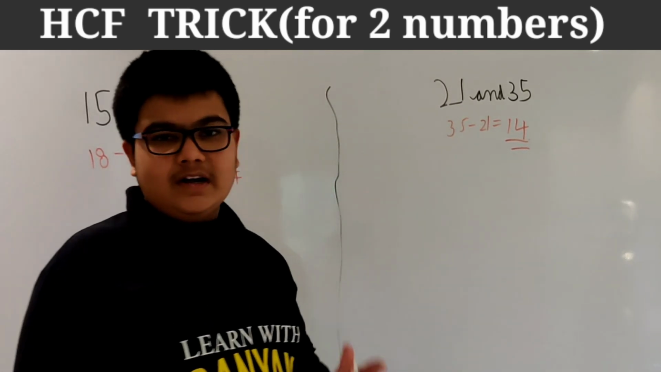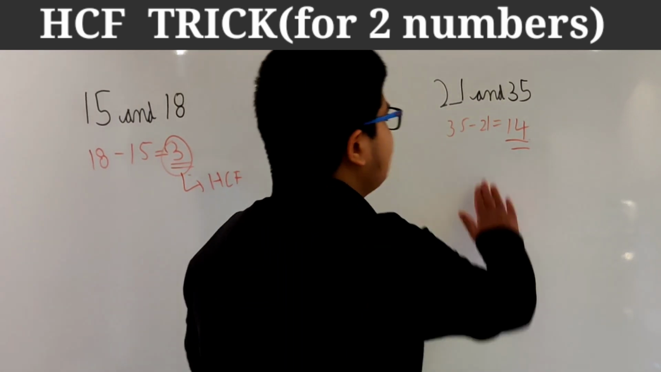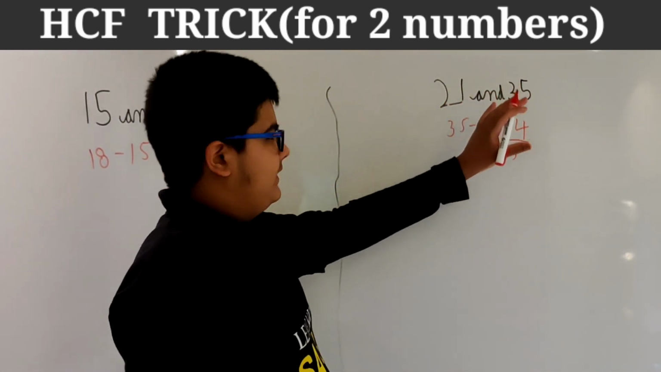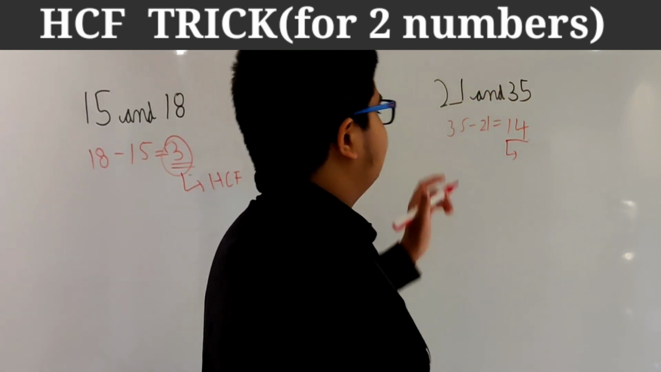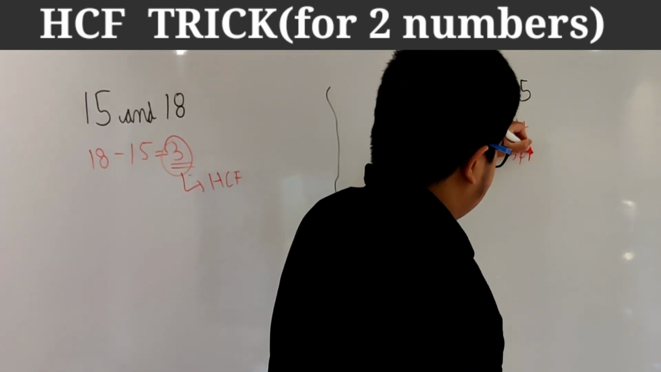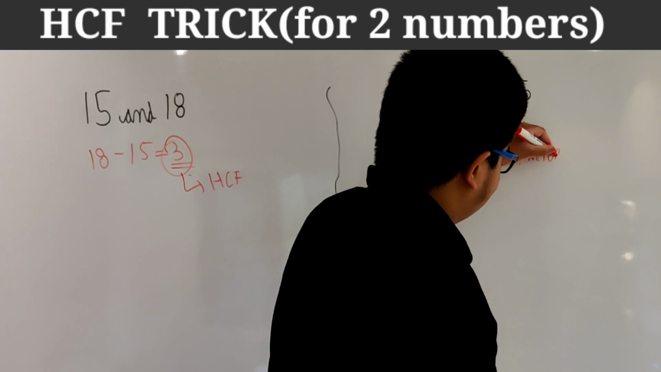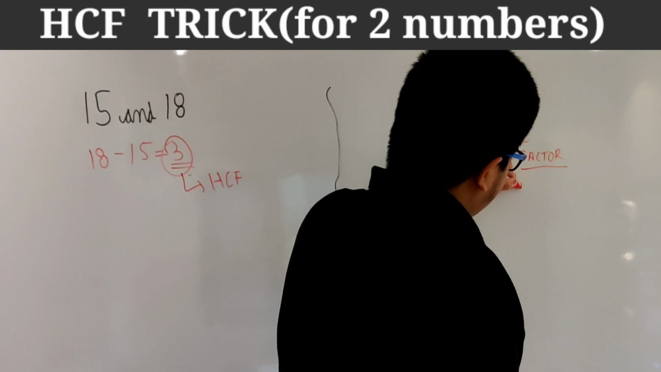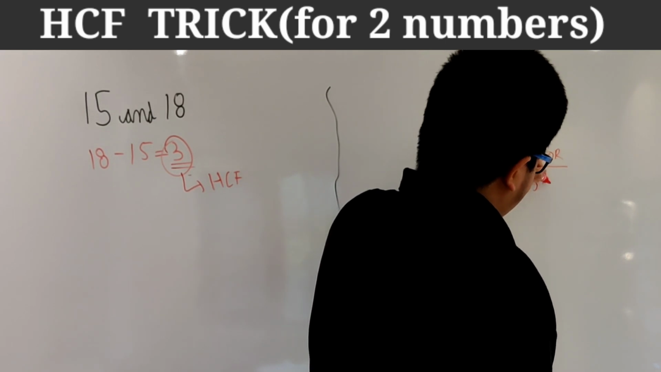So for this what we will do? We will find the factors of 14. So if the number is not divisible by our original numbers, then we will find factors of the difference. So factors of 14 are 1, 2, 7 and 14.